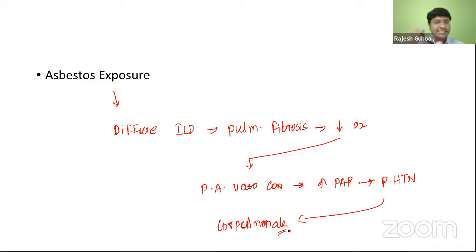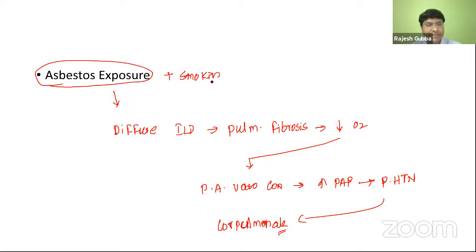So these are the findings that you will see in patients with asbestosis. Asbestosis is one of the occupational lung disorders. So definitely, what will be the treatment? Avoidance of the exposure. That is a very, very important point. Again, if an individual with asbestos exposure starts smoking, then he will develop bronchogenic carcinoma.